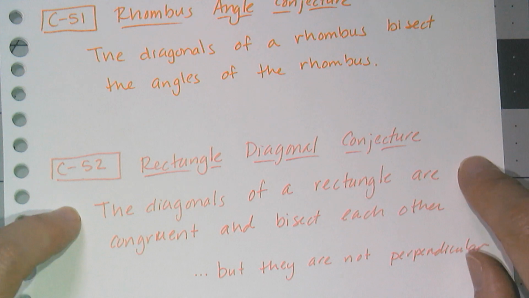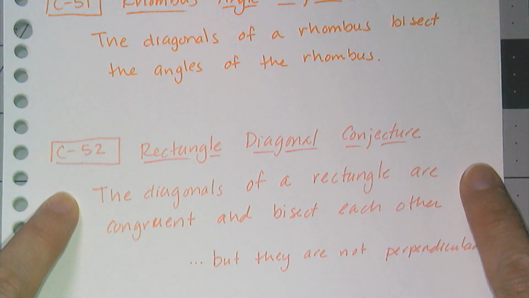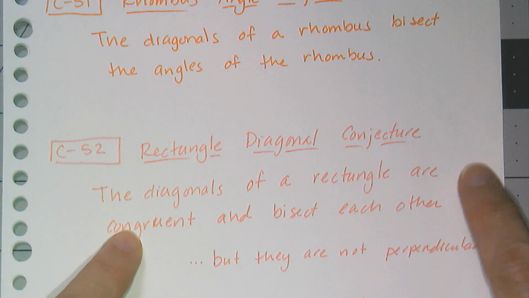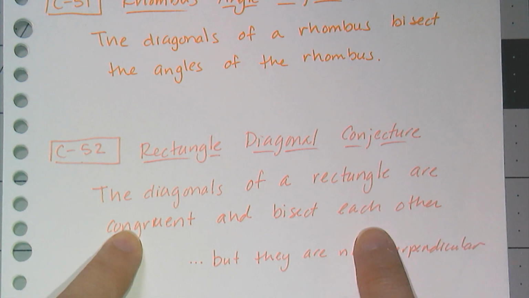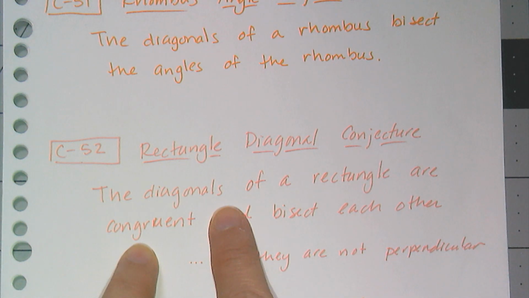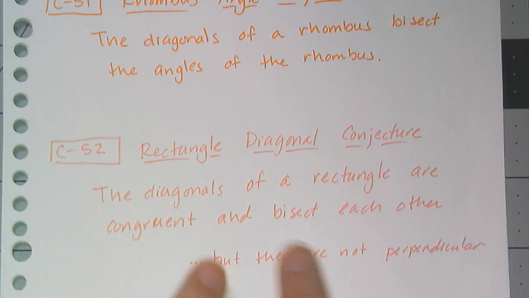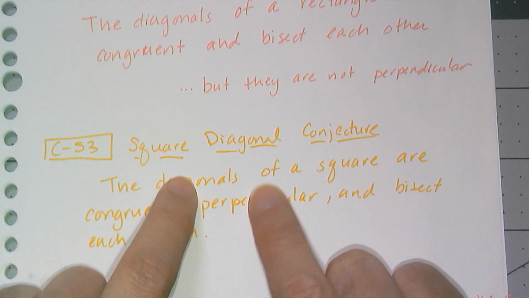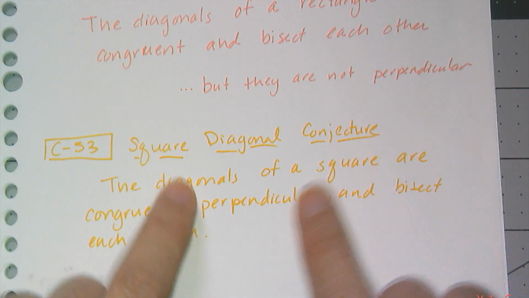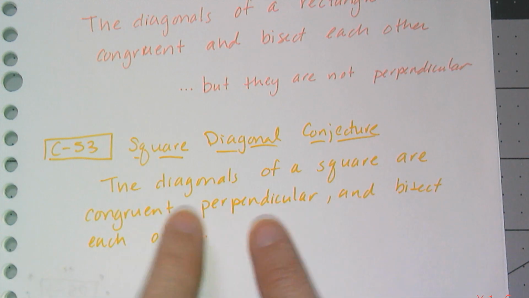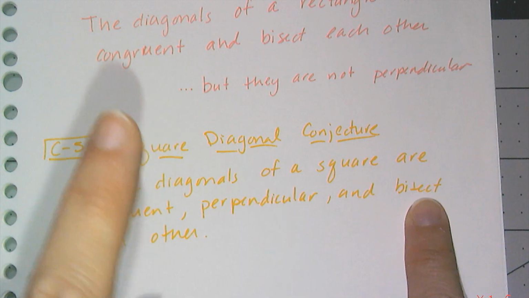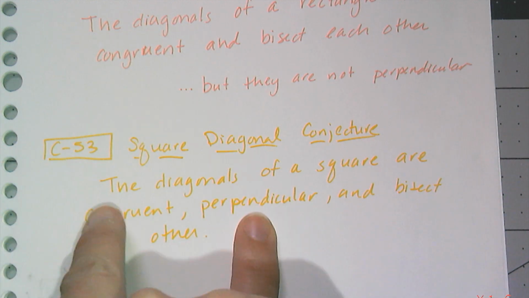Then we have C52, the rectangle diagonal conjecture. It says the diagonals of a rectangle are congruent and bisect each other. Bisecting from parallelograms, congruent special for being rectangles, but they're not perpendicular. And finally, we have C53, the square diagonal conjecture. The diagonals of a square are congruent, perpendicular, and bisect each other. Bisect from parallelogram, perpendicular from rhombus, congruent from being a rectangle.